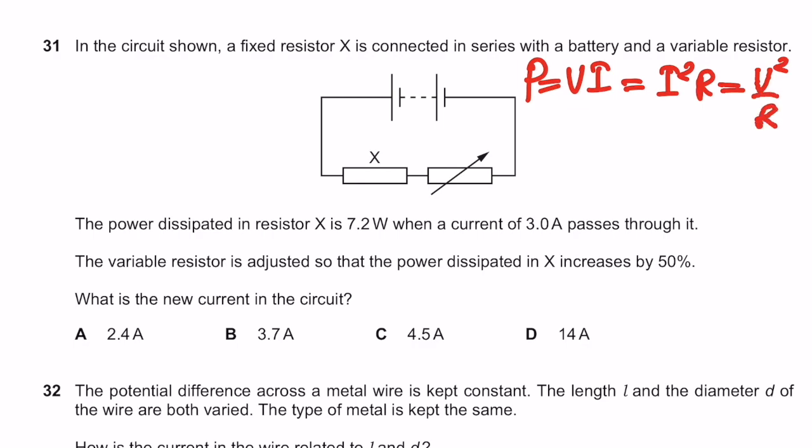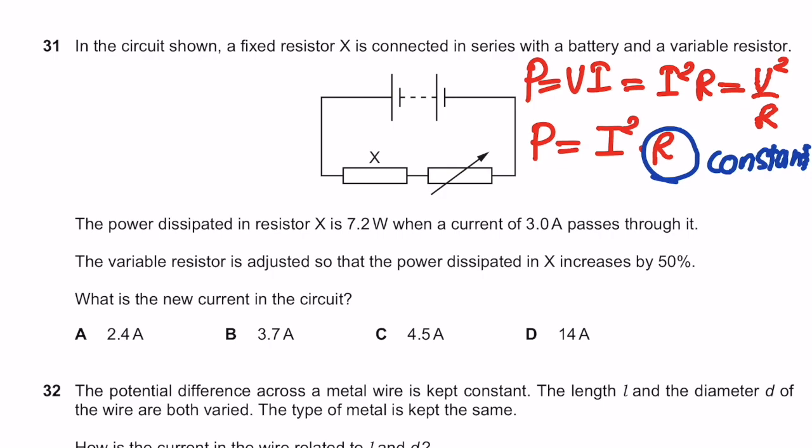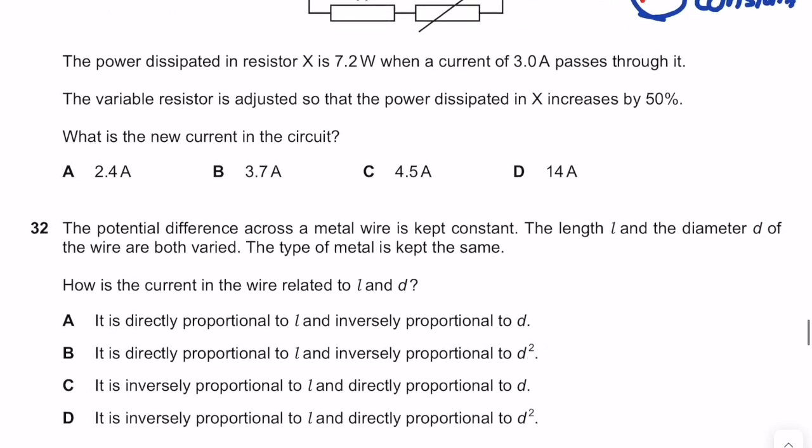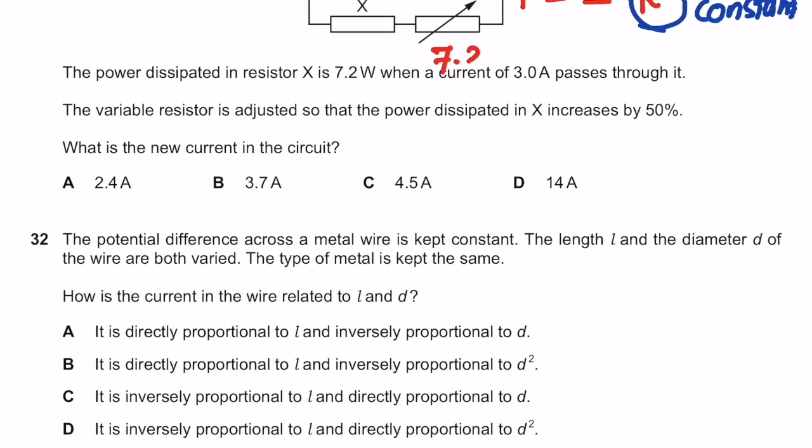Very importantly, here the resistor is a fixed resistor, so we should choose P equals I squared R, because we can ignore the other one since resistance does not change in this situation. So first situation, power is 7.2, 3 squared times R. This is the first equation.